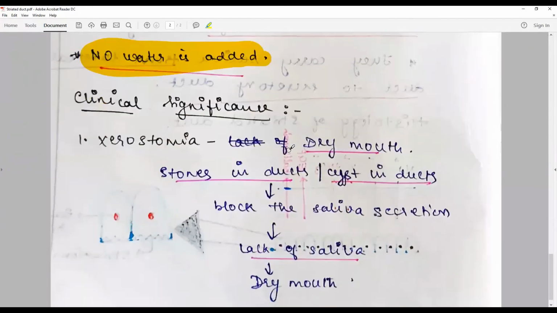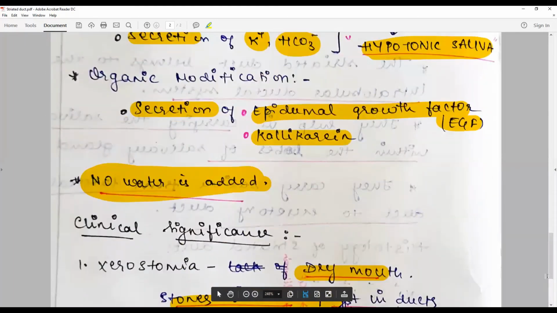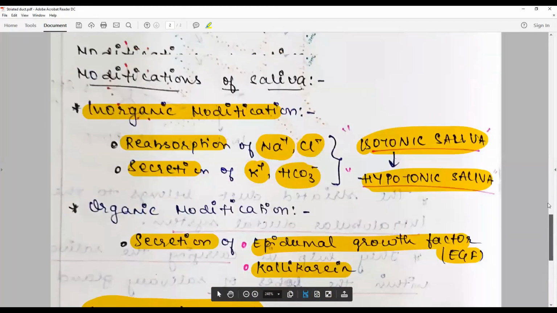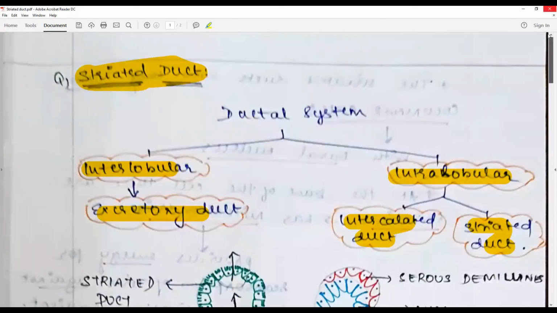Clinical significance, again, is xerostomia, dry mouth. Stones in the duct block the salivary secretion, causing lack of saliva and dry mouth. All this has to be mentioned. With that, we come to the end of the discussion on the intercalated duct or striated duct.